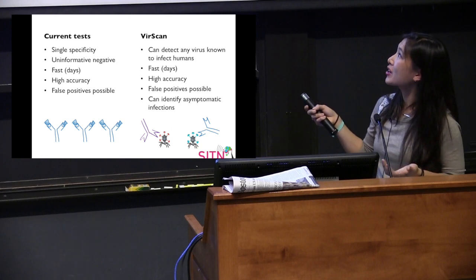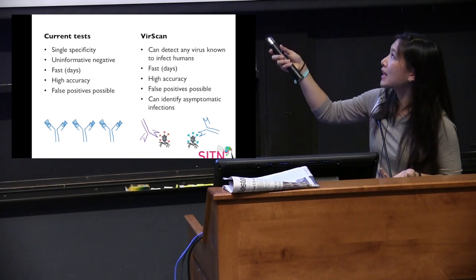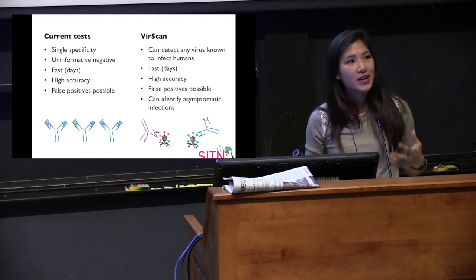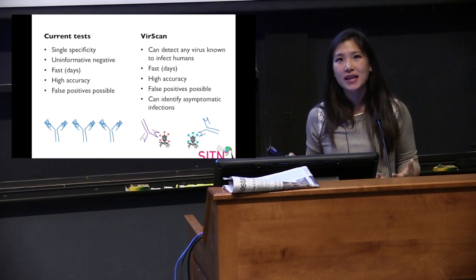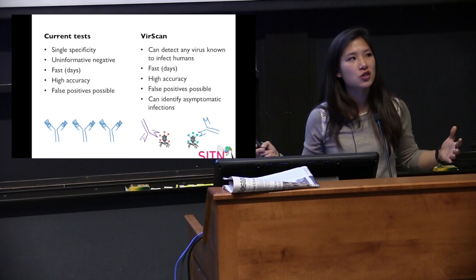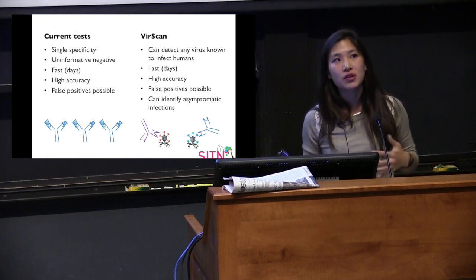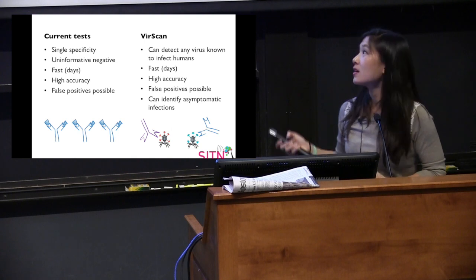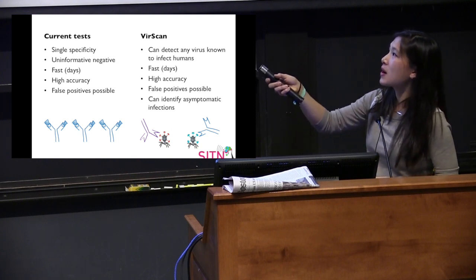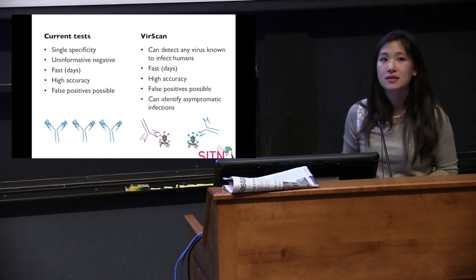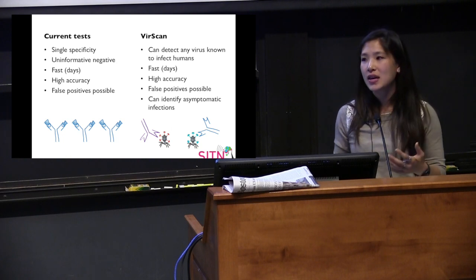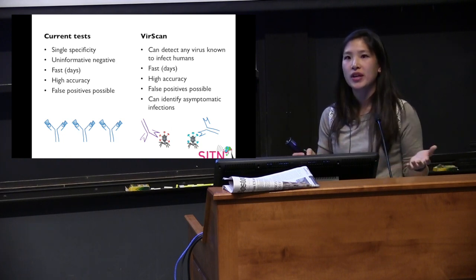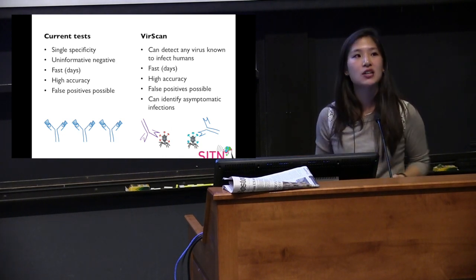It's pretty high accuracy, and importantly, it can identify asymptomatic infections. So even if you're infected with something, but you're not actively sick, a test with VirScan is a catch-all. Your antibodies will have noticed it even if you haven't physically noticed it. But something to keep in mind here is that false positives are possible in both tests. And by a false positive, I mean accidentally saying your body has come into contact with mono before when it actually hasn't.